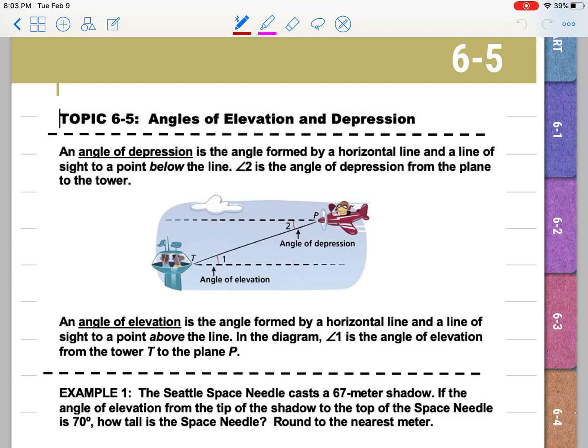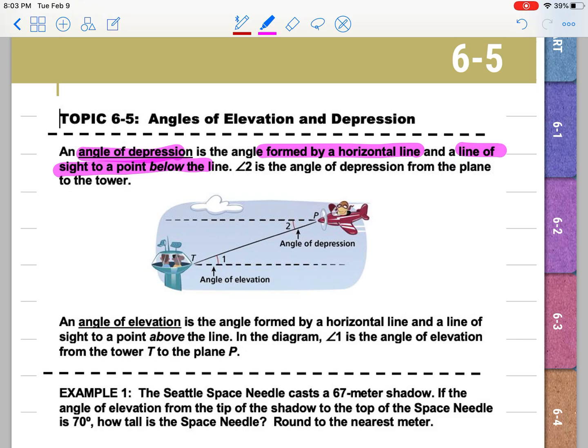Okay, last lesson for the unit, 6.5, angles of elevation and depression. The good thing about this is we're not learning a lot of new things. We're just learning some new vocabulary to put with it, but the process is still going to be the same. So the way we form our angle of depression here is by forming it with a horizontal line and the line of sight to a point below.